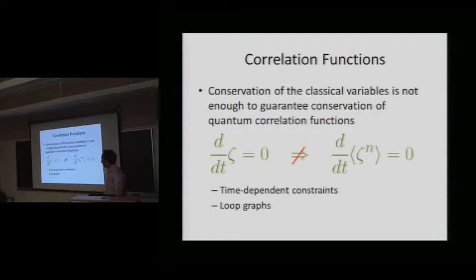And so there are basically two complications that come up that prevent this from being an implication here. The first is the issue of time-dependent constraints, and the second is the issue of loop graphs or loop corrections. So I'm going to deal with these things in turn here.